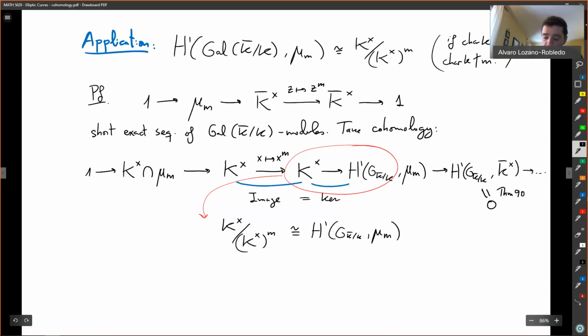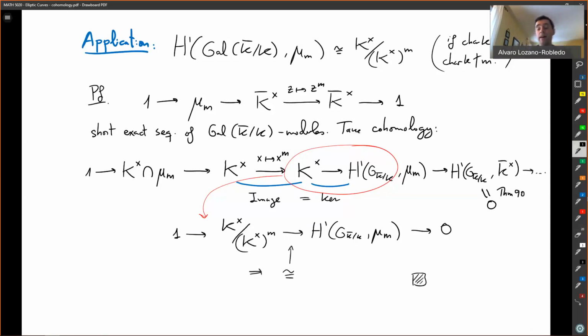Okay, so let me just say that because now I've modded out by the kernel, what I do get is that this is injective, and on the other hand, by Hilbert's theorem 90, the next Galois module is 0 there. So this map has to be an isomorphism in the middle. Okay, let's write it like this. So now this has to be injective and surjective, and therefore this is an isomorphism, which is what we wanted to prove.